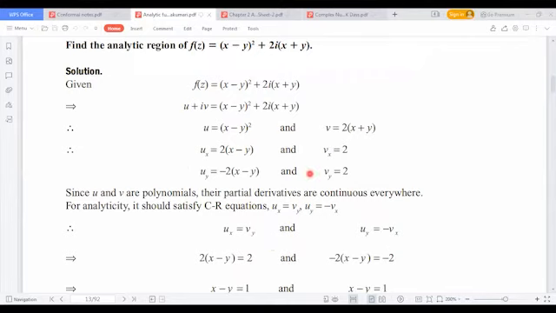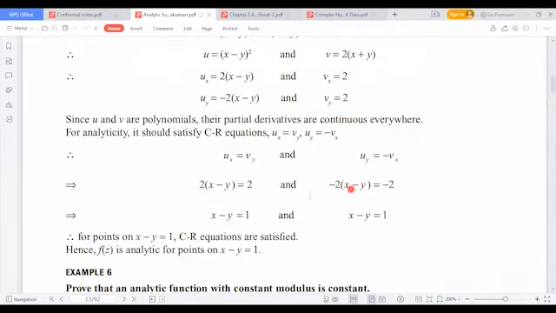So ux equals to what? 2 into x minus y. Okay. And 2 into x minus y equals to 2, that means x minus y equals to 1. And uy equals to what? Minus 2 into x minus y. Just putting the values, we get this. So x minus y equals to 1 and x minus y equals to 1. For points on x minus y equals to 1, Cauchy-Riemann equations are satisfied.